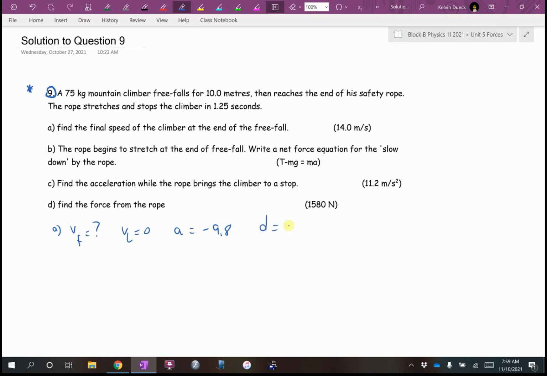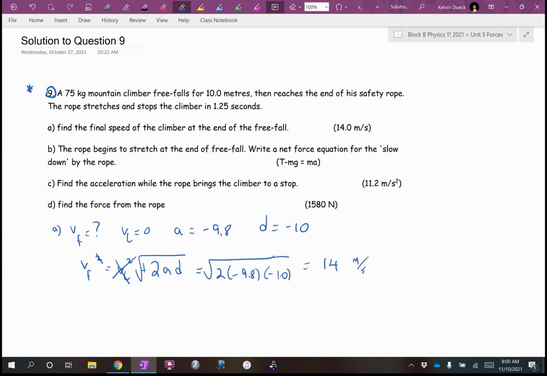And D, because I'm doing kinematics, I'll have to call it a displacement. D is negative 10. If I want to find VF, I think I'm going to end up using VF squared equals VI squared plus 2AD, although VI is 0, and then how do I get rid of a squared? Square root. It's going to be the square root of 2 times negative 9.8 times negative 10. And if you crunch the numbers, you will get 14 meters per second.